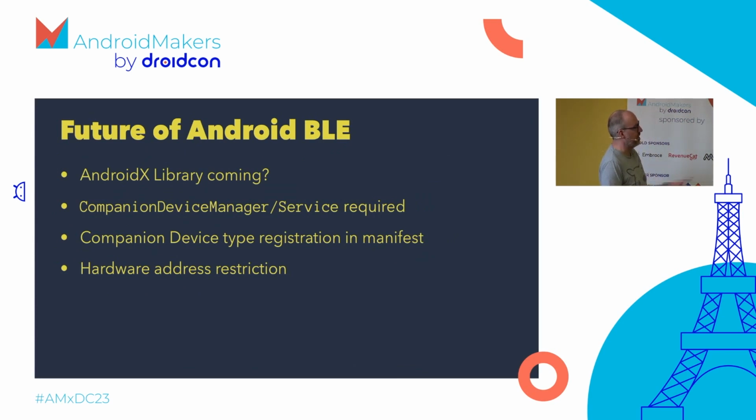You need the companion device type registration in your manifest. There are going to be even harsher requirements for that in Android 14. So if you thought foreground services were hard from Android 12, it's going to get even harder and have even more restrictions. Another thing that might happen, and it does already on iOS, is hardware address restriction. They might start hiding that one. So you're getting a unique ID instead. So that might also be a reason why you should use a Companion Device Manager, because then you will be future-proofed for this.